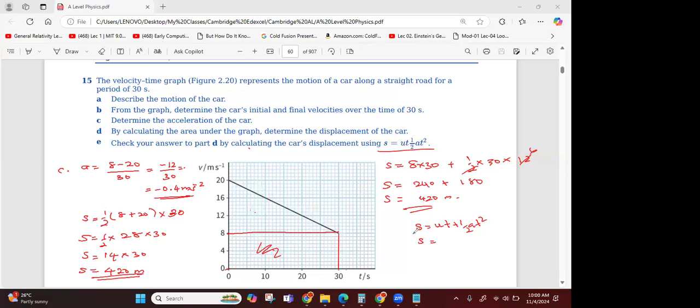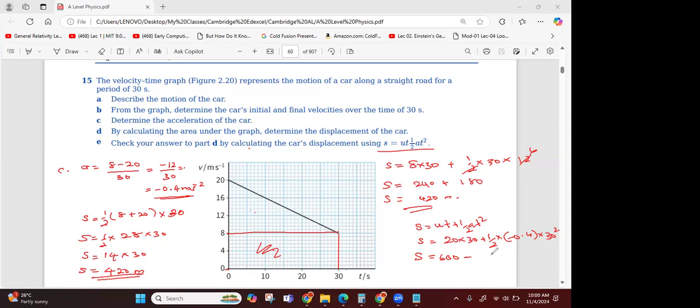So what is the initial velocity? 20, right? So 20 into time, which is 30. Plus half into the acceleration. We found that it is a deceleration, so it is minus 0.4, into 30 squared.